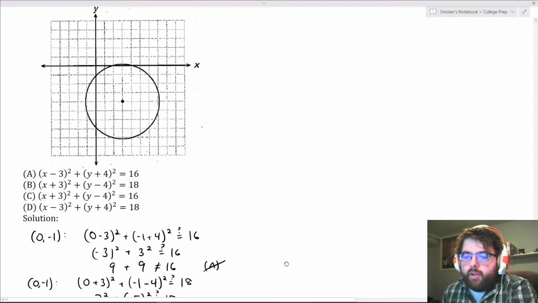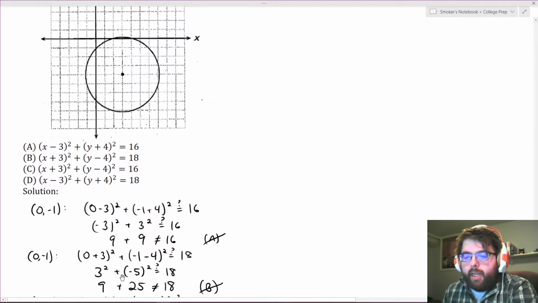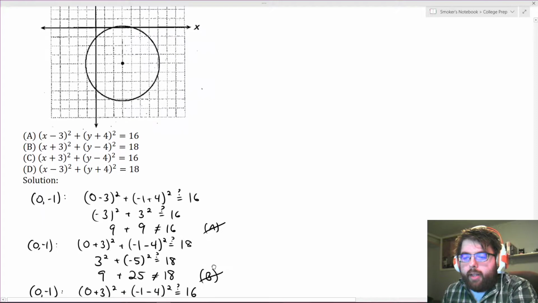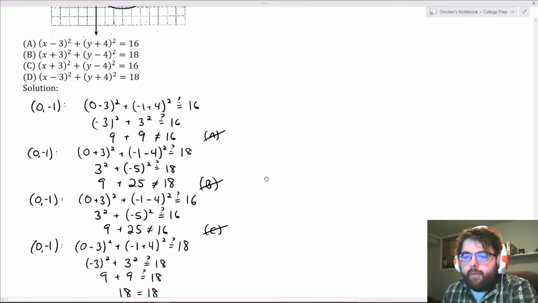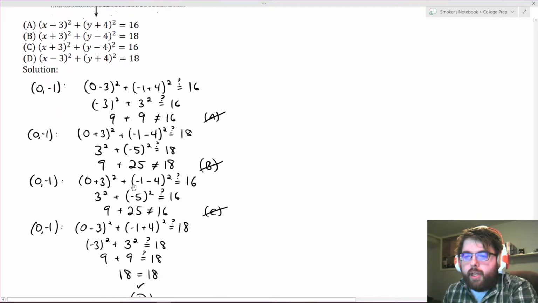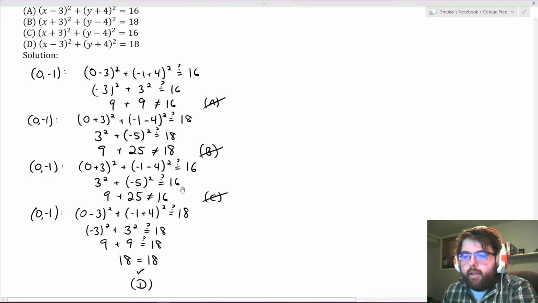So I'm just going to do this for each of these. If I plug in 0, negative 1 for the second line, I will get something much bigger than 18, so that's not right. And you'll see, if you look through this, that letter C is not correct, and D is correct. So D is the correct value, just by plugging this point in here.